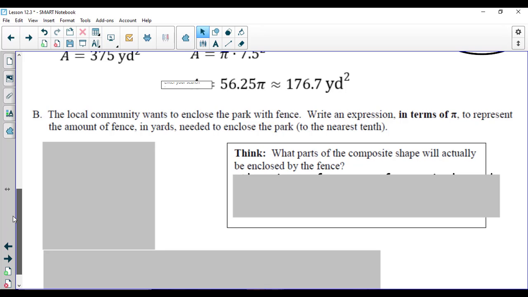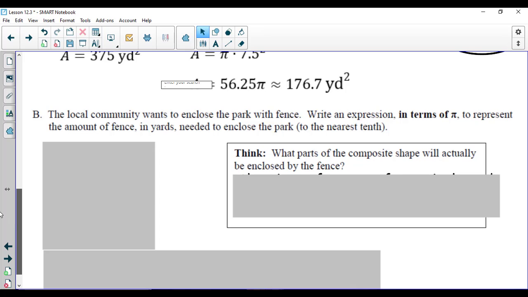So we want to write an expression in terms of pi to represent the amount of fence in yards needed to enclose the park to the nearest tenth. So it says to the nearest tenth, but it also asks us to write our answer in terms of pi. So we'll put the answer in terms of pi, and then we can always calculate that as well.